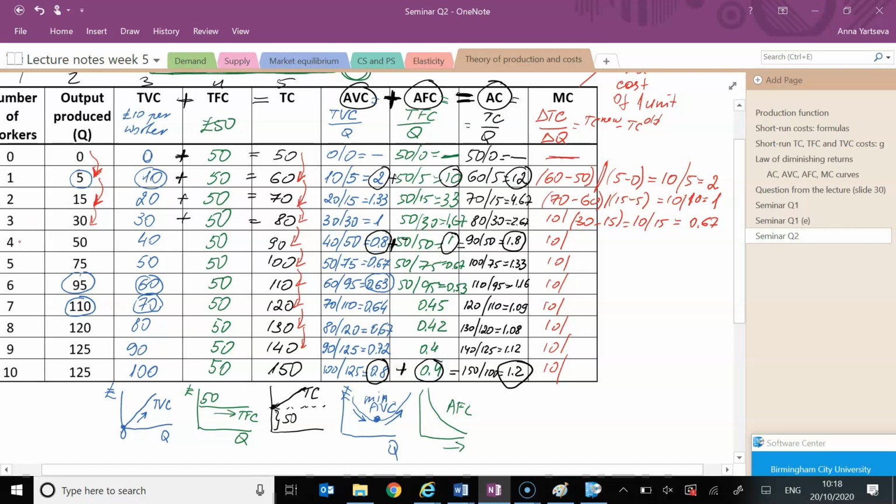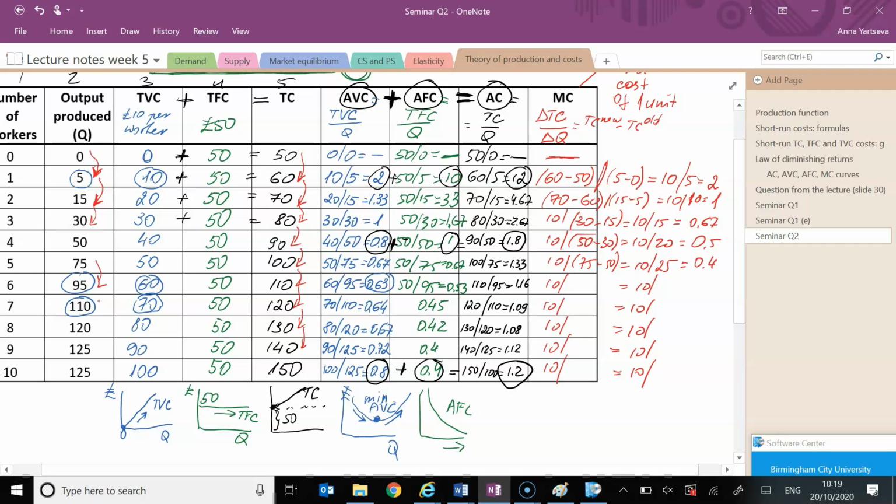As we jump from 3 to 4, output increases from 30 to 50. Difference is 50 minus 30, 20 units. So it's 10 divided by 20 units. The result will be 0.5. So we always divide 10 by some number, change in quantity. So let's just plug this in. Here, output jumps from 50 to 75. 75 minus 50, difference is 25. 10 divided by 25, 0.4.